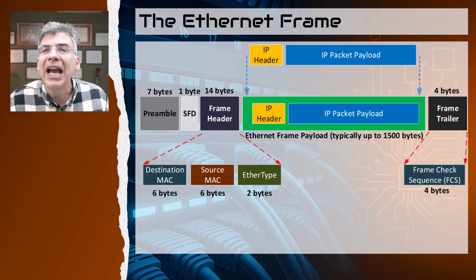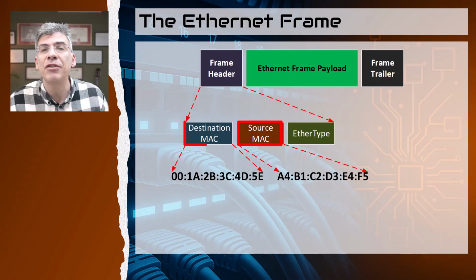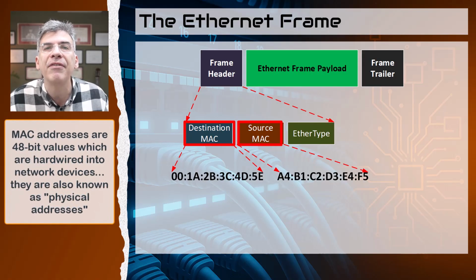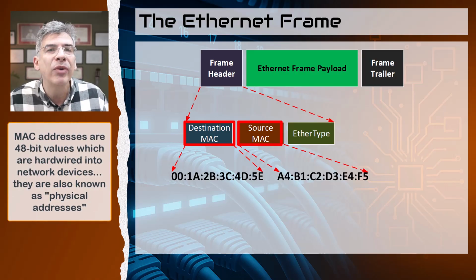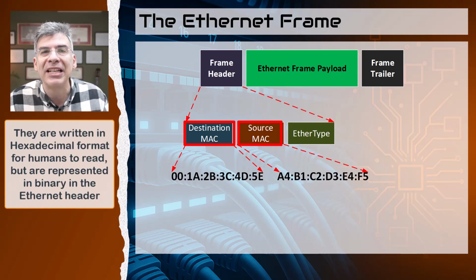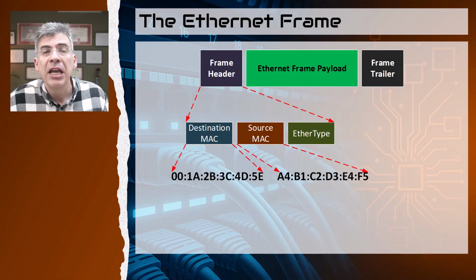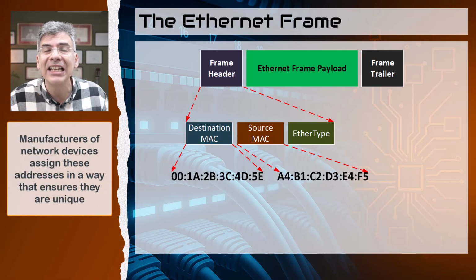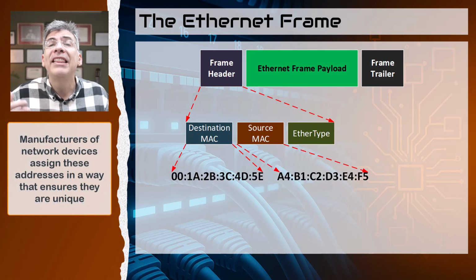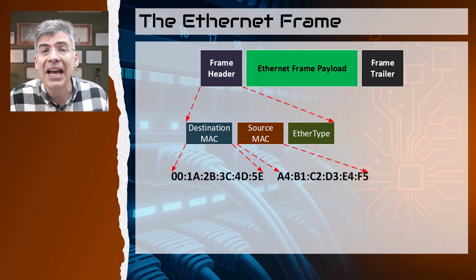Now let's take a closer look at the actual frame header. Specifically, we'll be looking at the source and destination MAC addresses. These are 48-bit values that represent the physical address of the communicating devices. These are typically written out in hexadecimal for us humans to read, but on the devices themselves, they're represented in binary. MAC addresses are hardwired into the devices themselves. From the factory itself, they are assigned these values, and there's a specific method that's used to assign these values to ensure that there are no duplicate values on any single network. A typical MAC address looks like this.